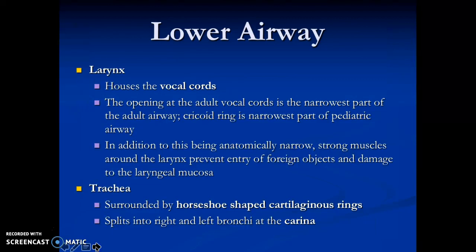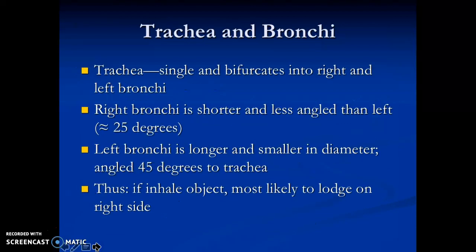The lower airway, we've got the larynx, which houses the vocal cords. The opening at the adult vocal cords is the narrowest part of the adult airway, and this is also an area with not only narrow but very strong muscles around the larynx. Down to the trachea, surrounded by cartilaginous rings, and the trachea then splits into two. It splits at an anatomical location called the carina, and it splits into the right bronchus and the left bronchus.